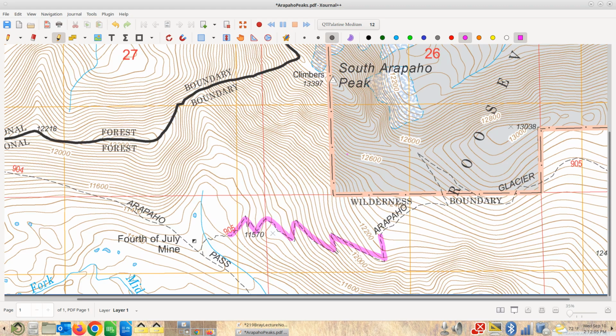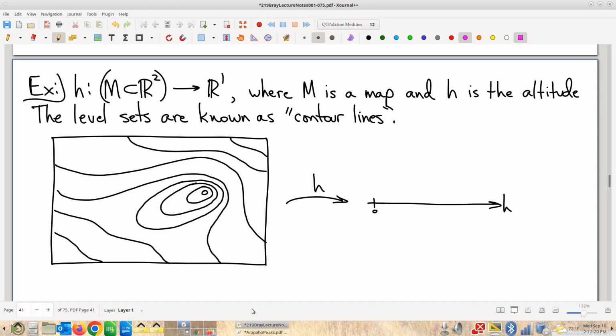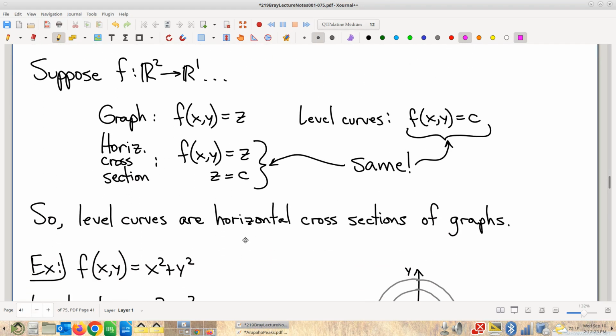It's not a graph. Different kind of a picture that we draw to understand a function. Alrighty. Alright, so yeah, graphs and level sets are different.